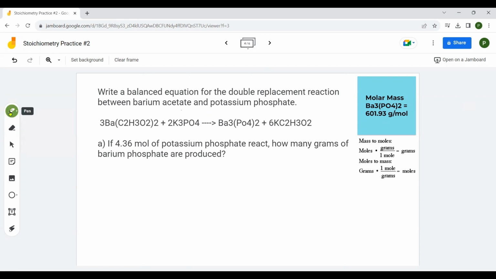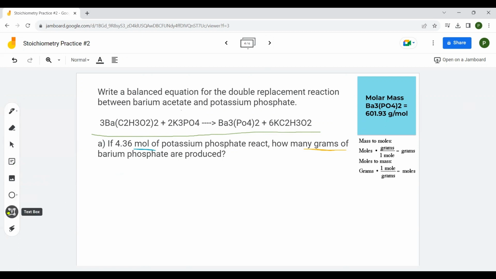This question says, write a balanced equation for the double replacement reaction between barium acetate and potassium phosphate. I went ahead and wrote that balanced equation out to save some time. Part A is asking us if 4.36 mole of potassium phosphate react, how many grams? See, we have different units there. It's giving us moles, but we want, let's do yellow instead, grams. How many grams of barium phosphate are produced?